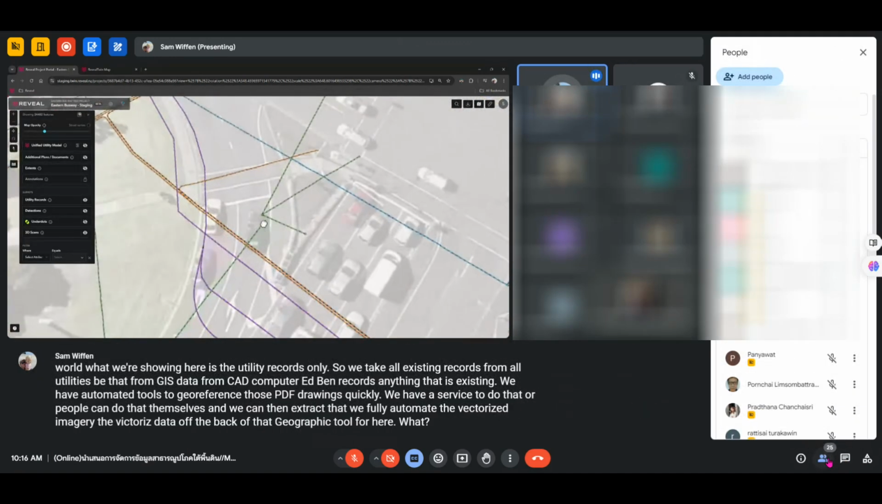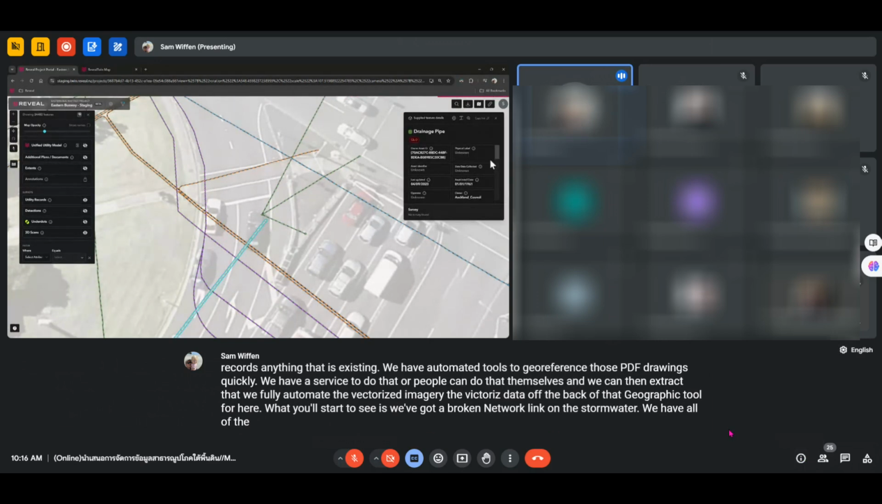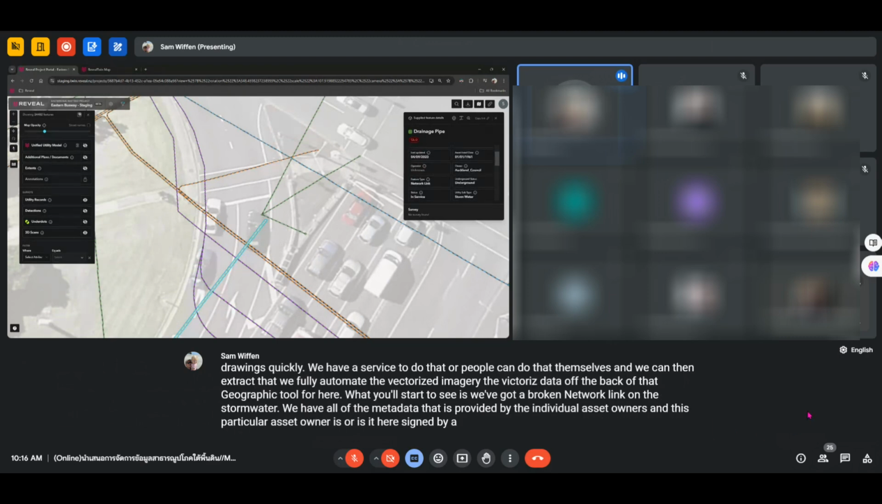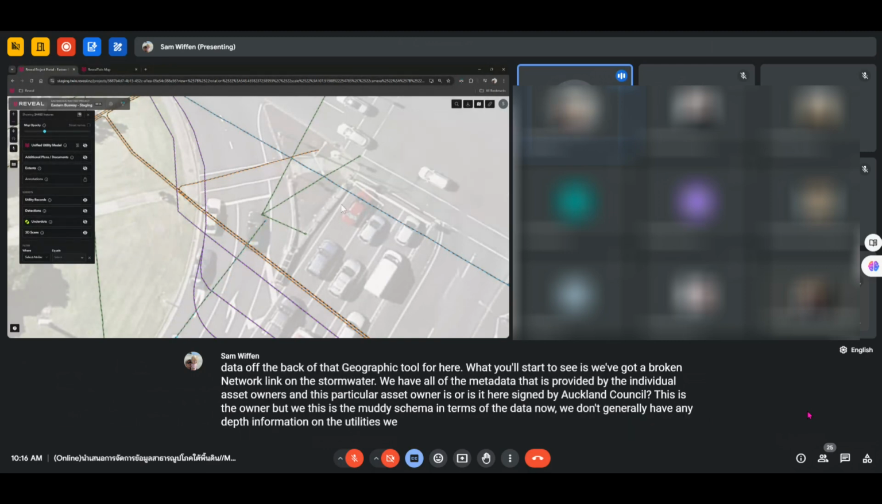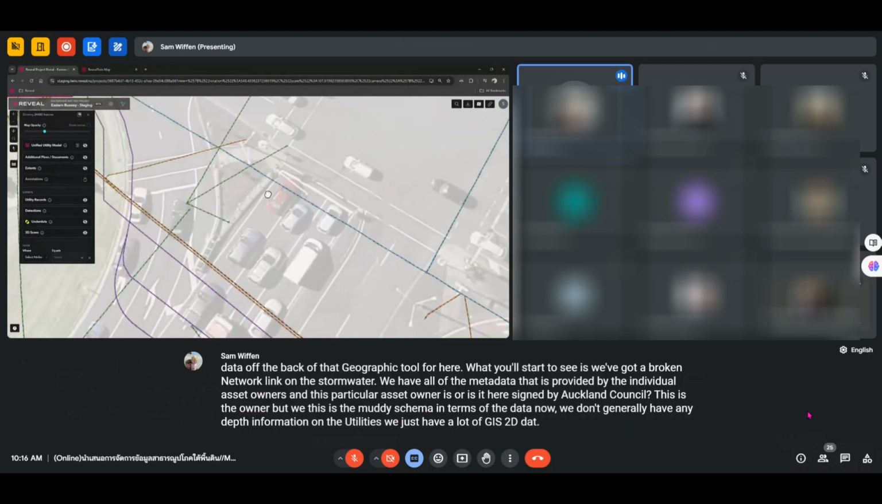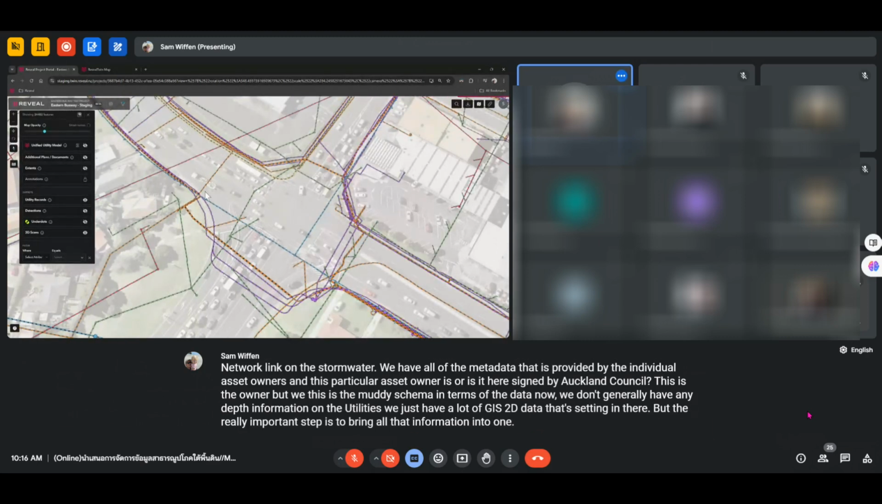So here what you'll start to see is we've got a broken network link on the stormwater. We have all of the metadata that is provided by the individual asset owners, and this particular asset owner is, where is it here? It's owned by Auckland Council. This is the owner, but this is the muddy schema in terms of the data. Now, we don't generally have any depth information on the utilities. We just have a lot of GIS 2D data that's sitting in there. But the really important step is to bring all that information into one space.